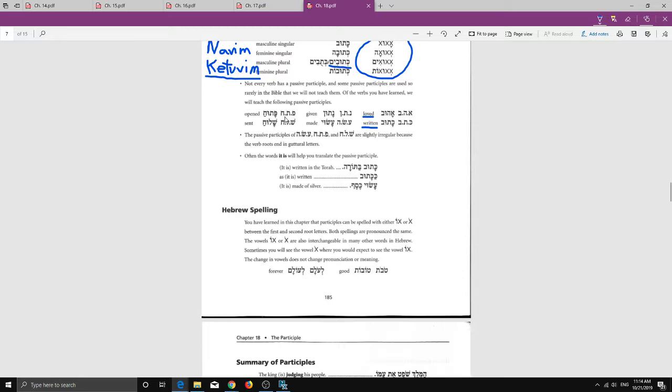Pei tav chet, patuach. Notice we have a furtive patach here as well. And that is opened, so maybe the opened door or the opened jar. Shaluach, again we have a furtive patach here. The sent one, the sent thing. So these are pretty common passive participles, is what the author is trying to point out.